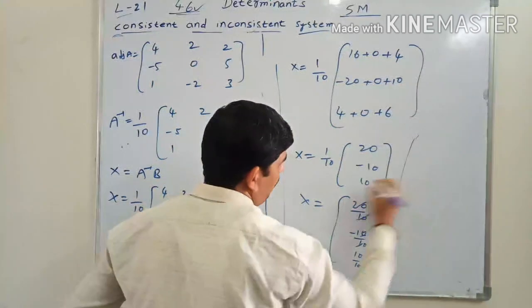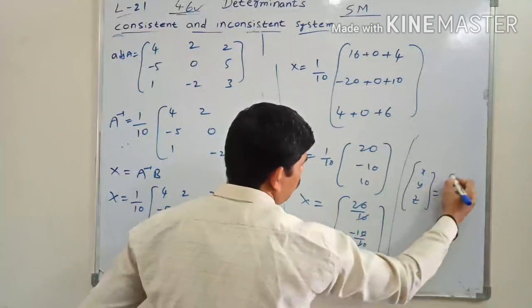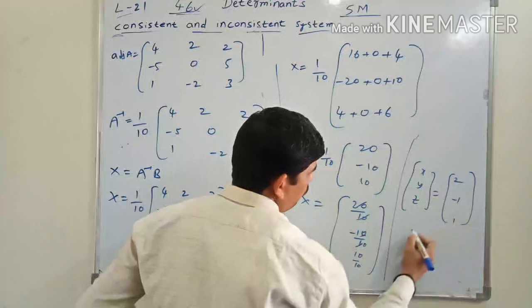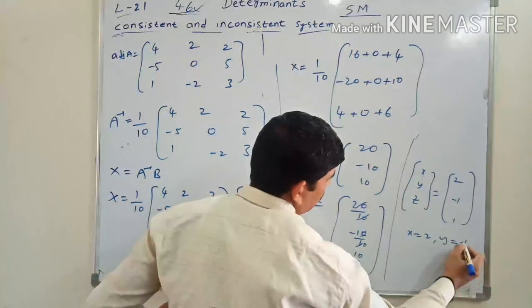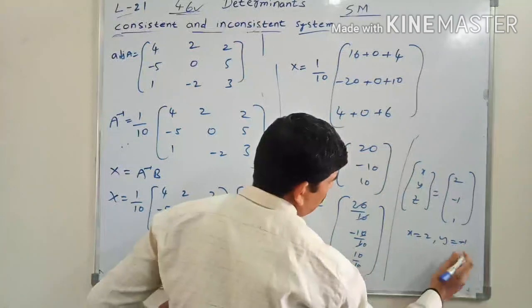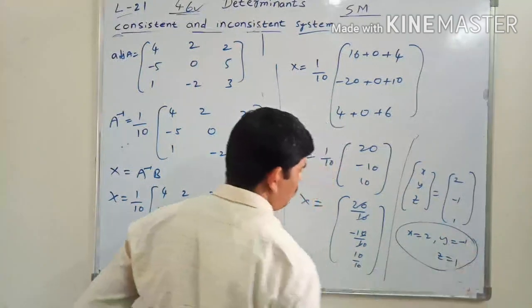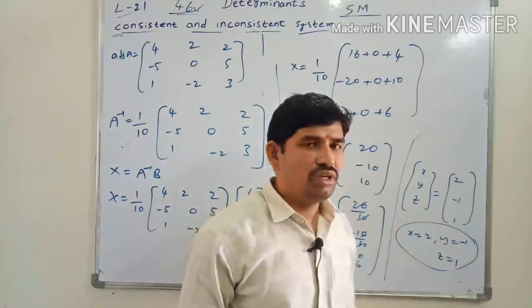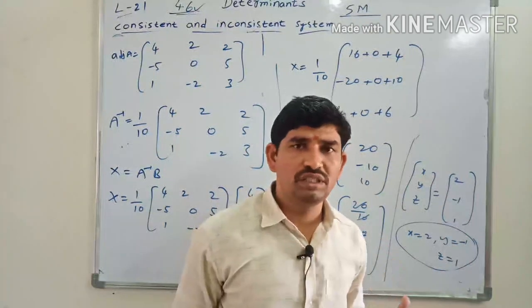So x y z is equal to 2, minus 1, 1. So we finally got x is equal to 2, y is equal to minus 1, and z is equal to 1. Okay, this is the solution. So this is the matrix method. It is very simple. All of you complete the remaining questions in exercise 4.6. Okay, thank you.